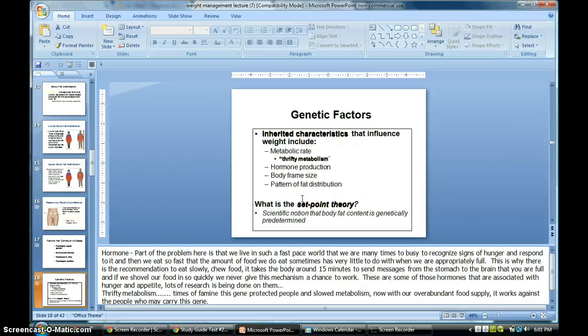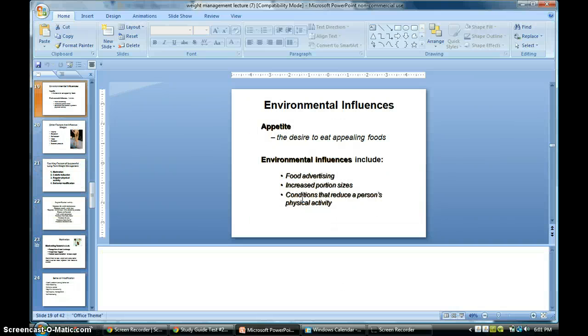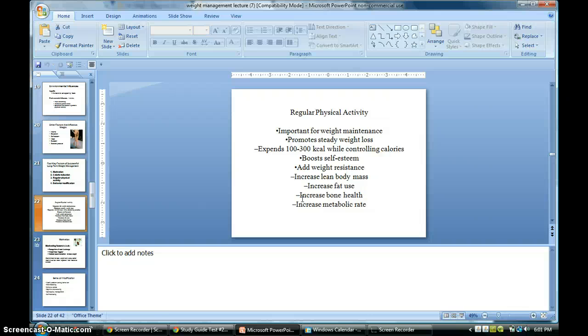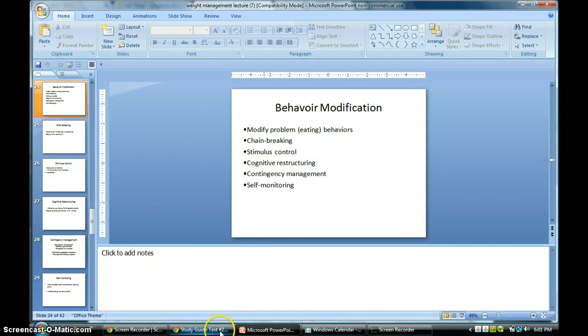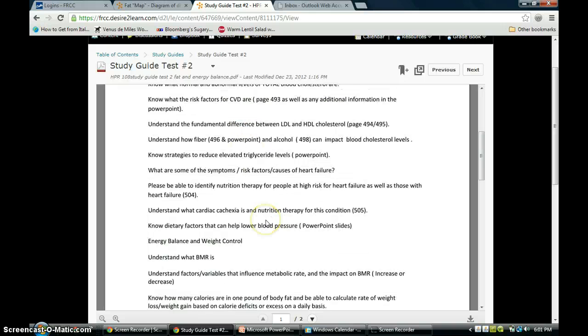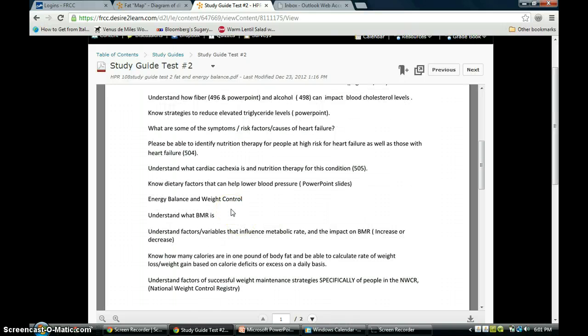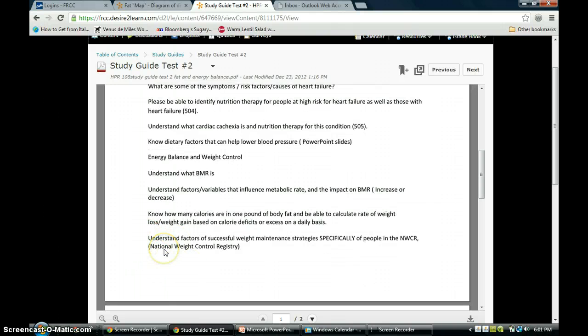Yeah, I just wanted to go over those couple of things. So let me just finish up with the study guide quick. All right, so understand what BMR is. We just went over that. Understand factors that are going to impact BMR, increase or decrease. I just went over that. Know how many calories in 1 pound of body fat. Just went over that. This we did not go over, but it's in the PowerPoint.